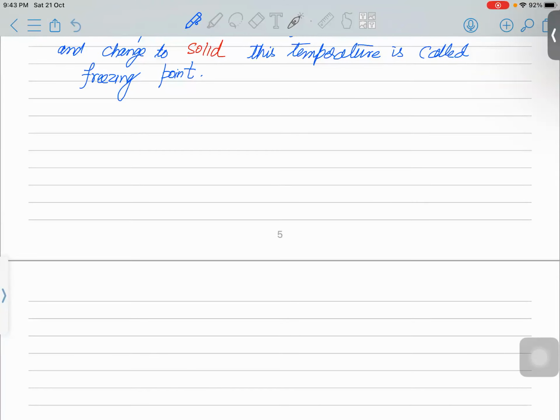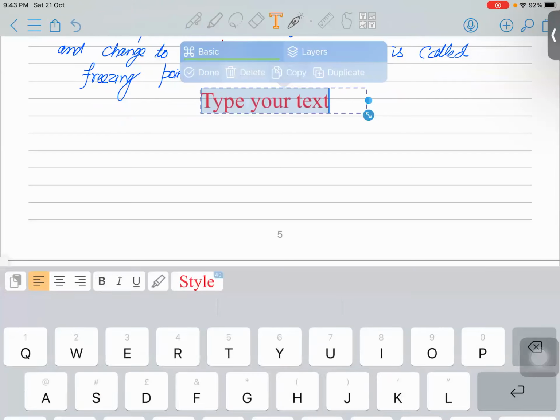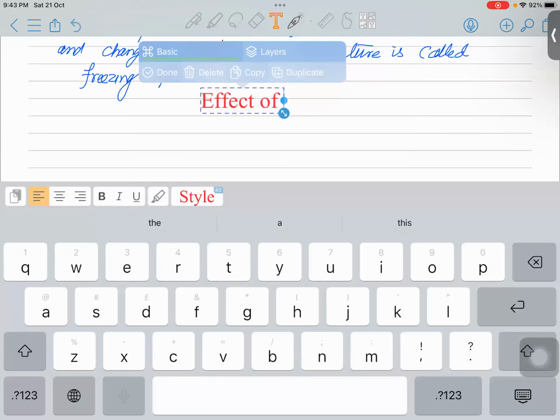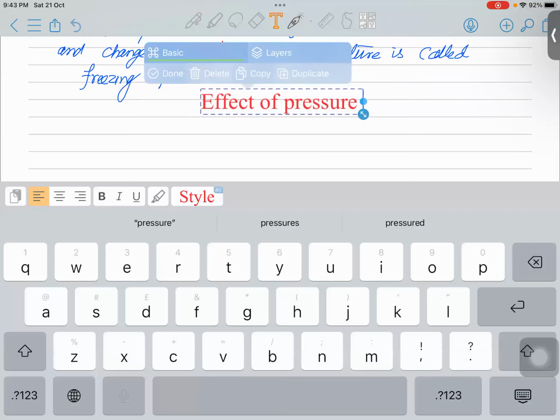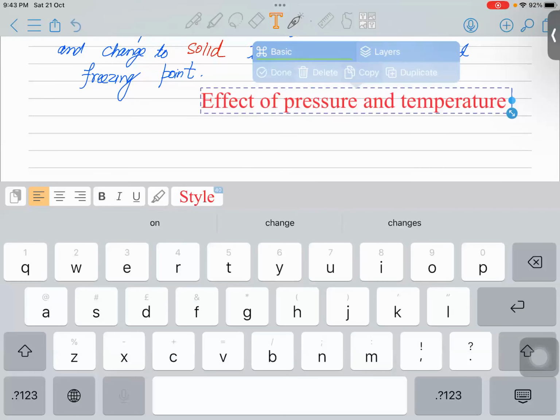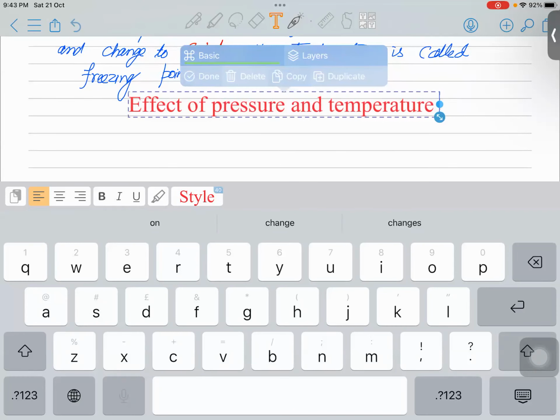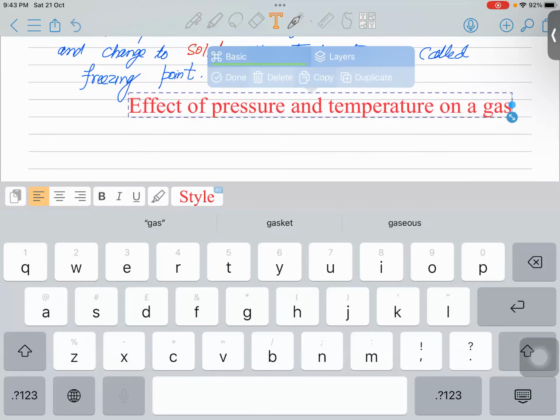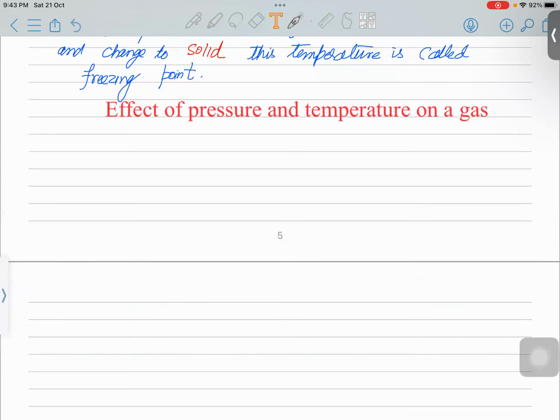Next is effect of pressure and temperature on a gas.